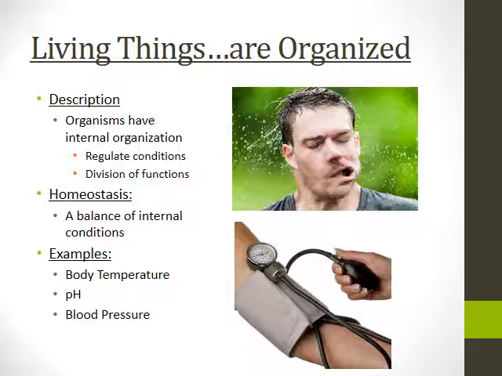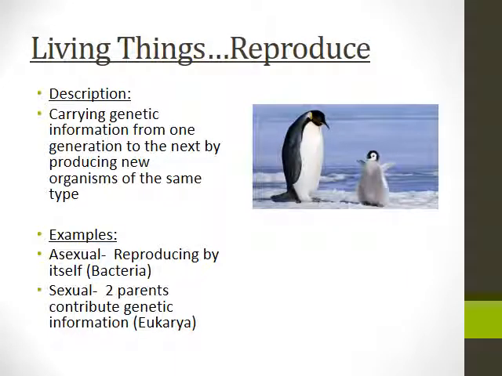For example, homeostasis is a balance of internal conditions. So that's maintaining balance. Think about your body. When it gets too hot, what do you start to do? Well, like that picture states, you start to sweat. And think about what happens if your body gets too cold. You start to shiver, causing your muscles to vibrate, creating body heat. So some examples include your body temperature, internal pH, and your blood pressure, all of which need to be maintained in a fairly narrow range.